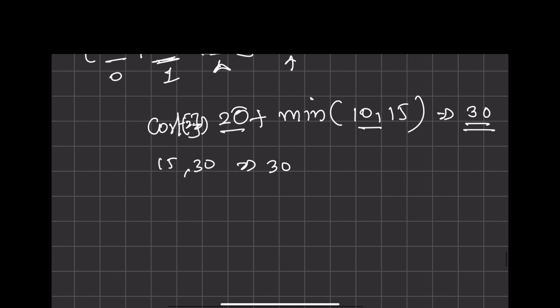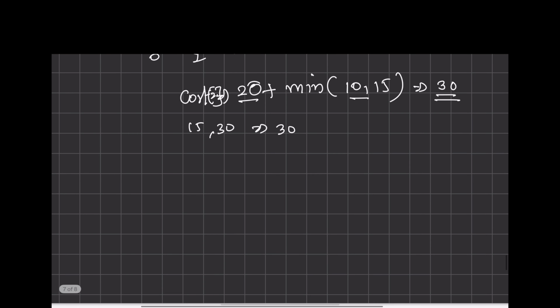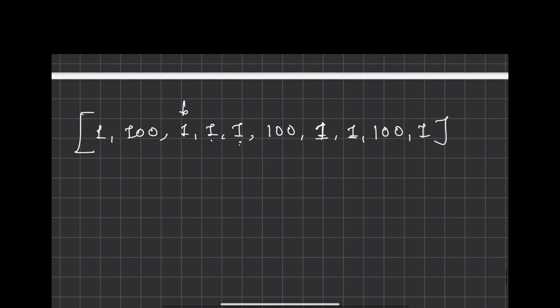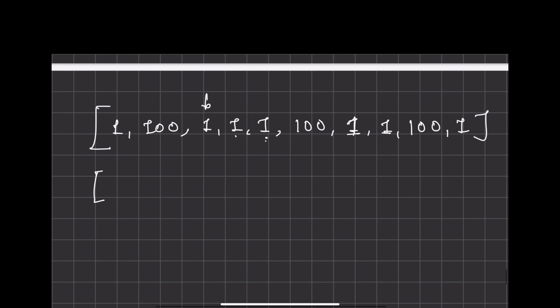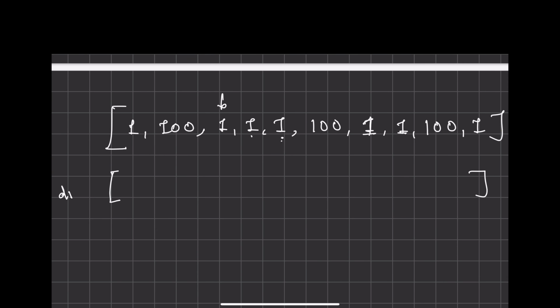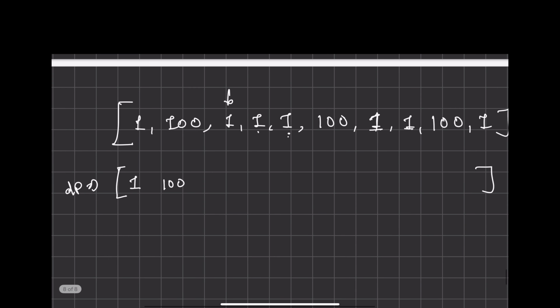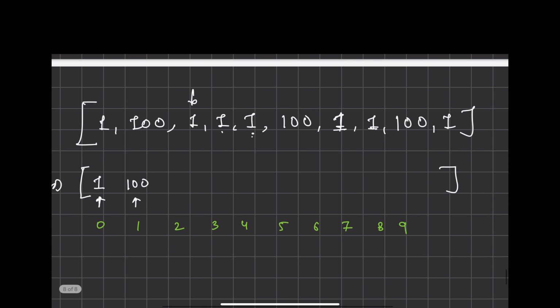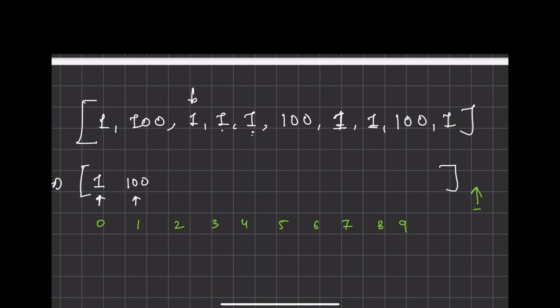Let's understand this with another example. Here is our DP array, and we will fill it. DP0 and DP1 are the starting points, since we can start from either index 0 or index 1. Let me mark the indexes 0, 1, 2, 3, 4, 5, 6, 7, 8 and 9. What is our aim? We need to reach the end, basically 10.